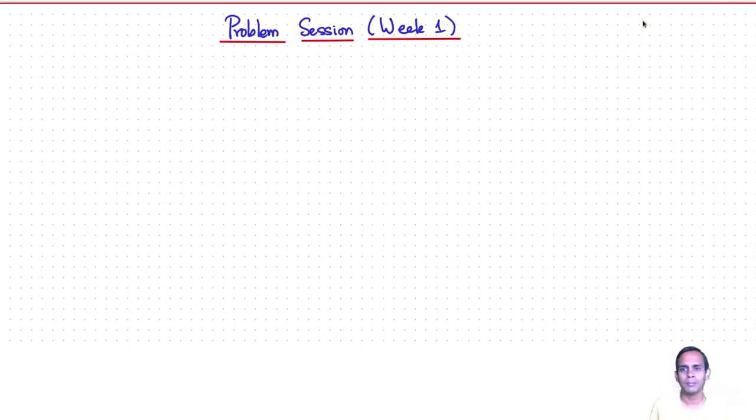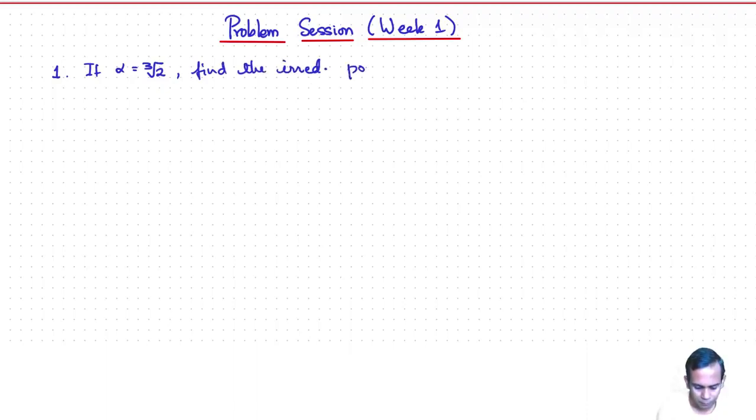Let's solve some problems. So here's the first problem. If alpha is the cube root of 2, find the irreducible polynomial of 1 plus alpha squared over Q. So if alpha is the cube root of 2, then what we know is that the irreducible polynomial of alpha is t cubed minus 2, right?